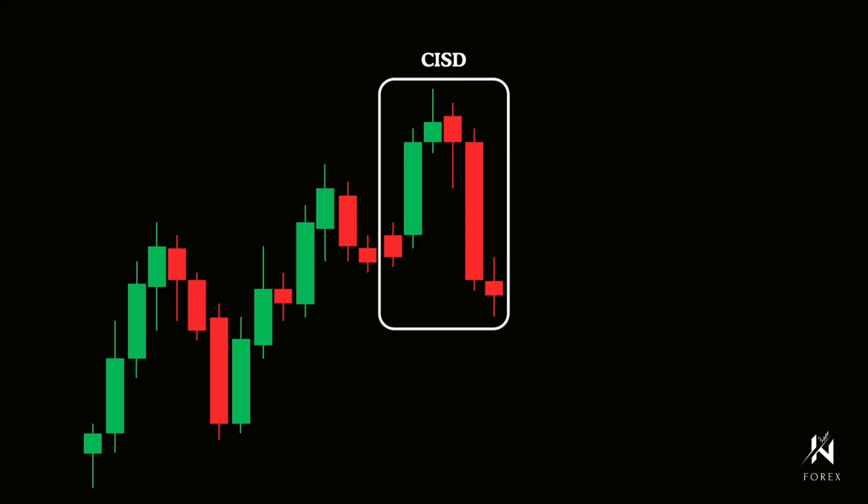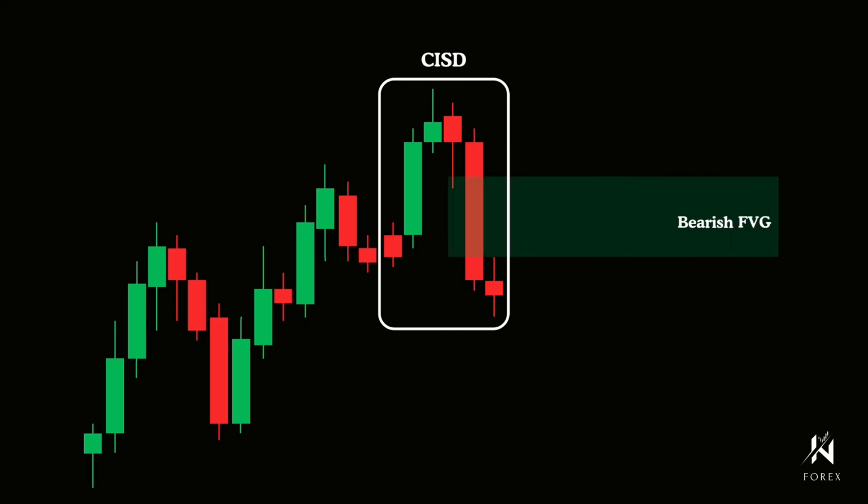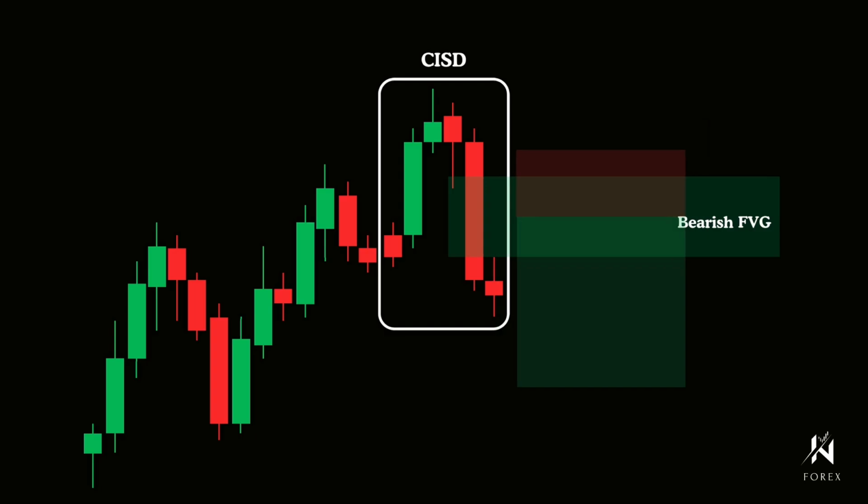Let's say the market breaks out with strength, leaving behind a bullish FVG, signaling strong upward momentum. Suddenly, the price reverses, closes below the demand area, and forms a bearish FVG in the process. These imbalances indicate aggressive trading by institutions or major players. When CISD appears alongside FVGs, it adds significant weight to the idea that large participants are behind the move.